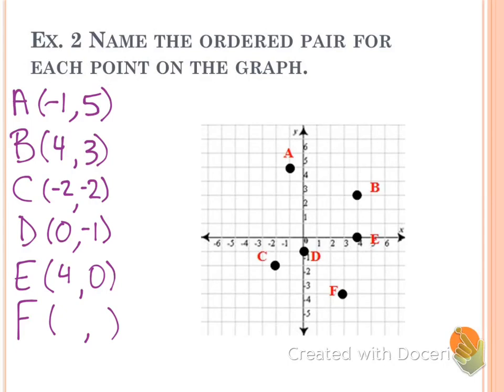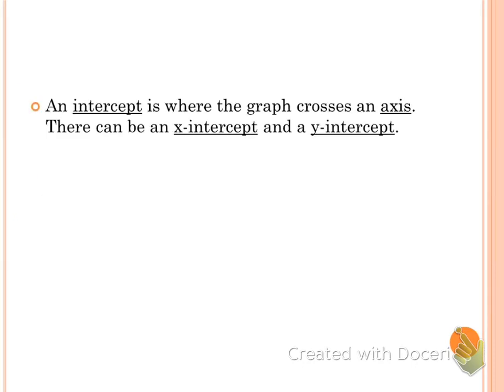-4. Very good. So we go to the right 3 and then down 4. An intercept is where the graph crosses an axis. There can be an x-intercept and a y-intercept. In most cases of what we will see for this chapter, you will have both of those. Not all cases, but most.